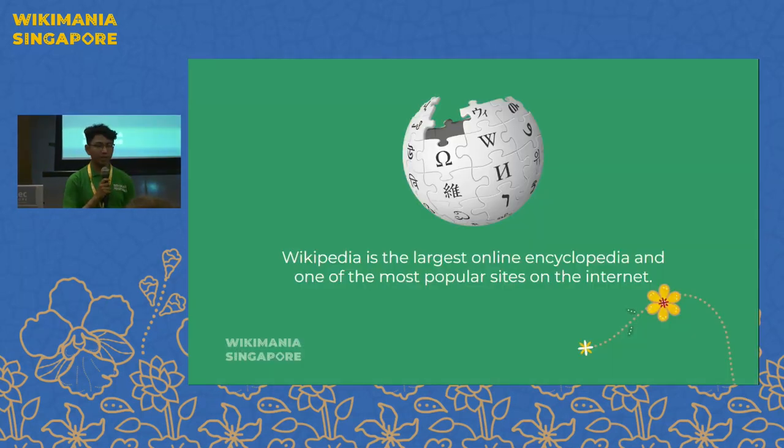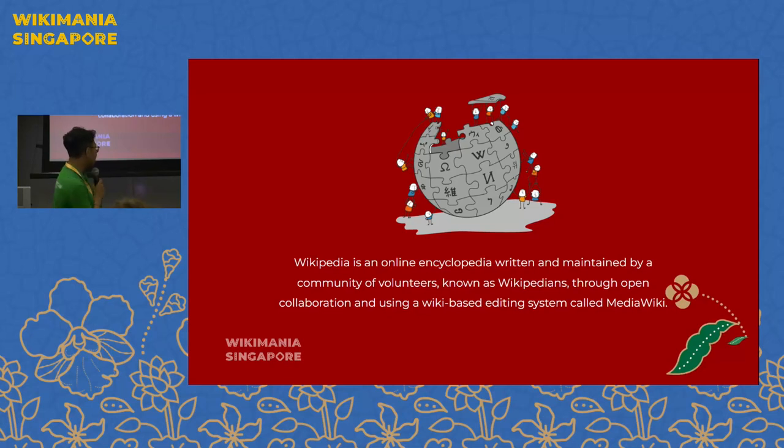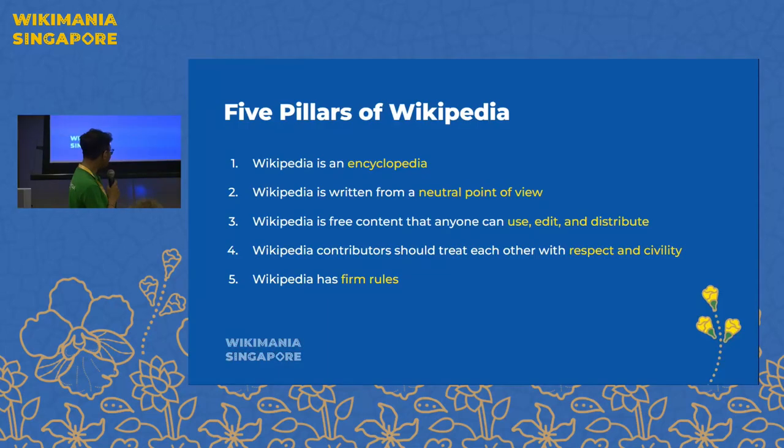Okay, so Wikipedia is one of the largest websites and a free online encyclopedia, and one of the most popular websites on the internet. So Wikipedia is an online encyclopedia written and maintained by a community of volunteers known as Wikipedians through open collaboration, using a wiki-based editing system called MediaWiki.